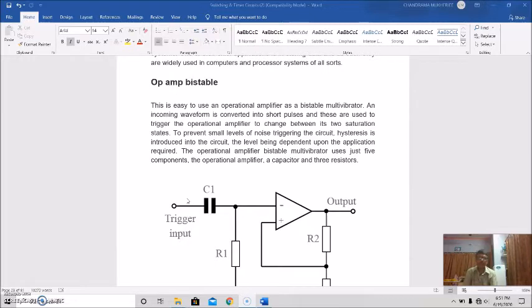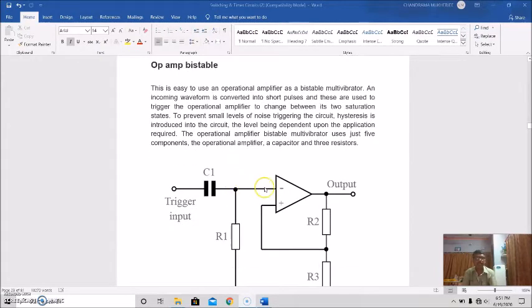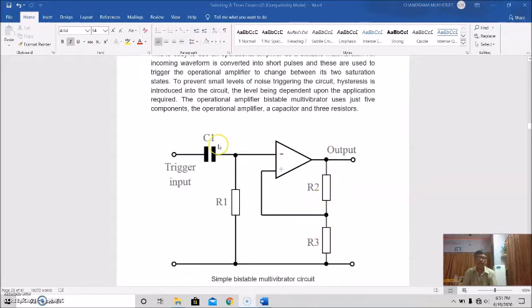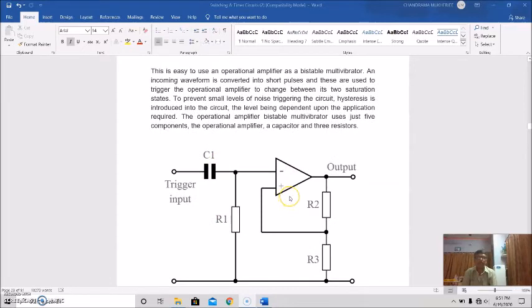That's what we discussed when we studied the monostable multivibrator circuit, and the level depends upon the application required, of course. And the operational amplifier bistable multivibrator uses, as we have seen here, 5 components: 1, 2, 3, 4, 5. So this is the op-amp, and 1, 2, 3 resistors and a capacitor.